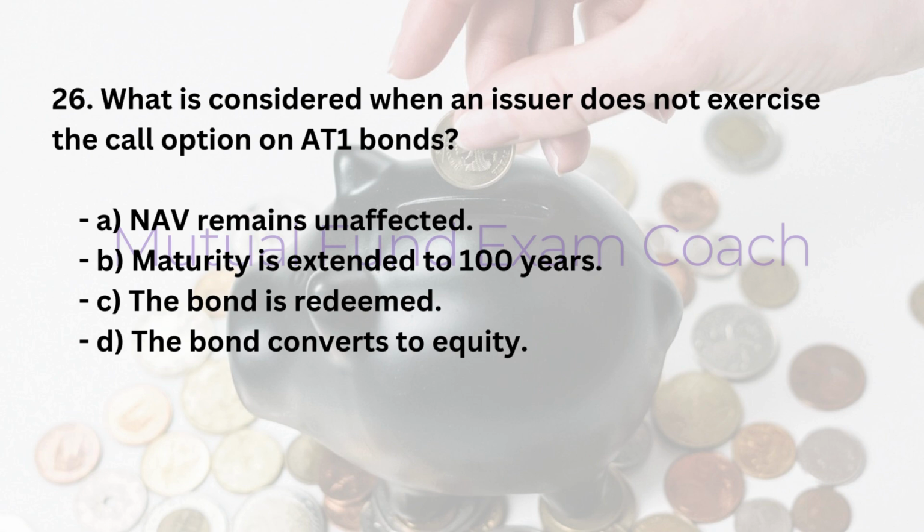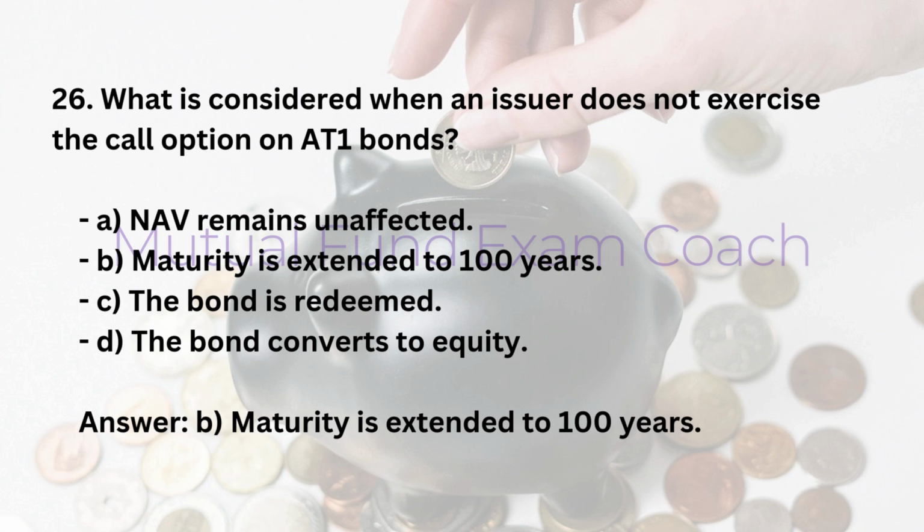26. What is considered when an issuer does not exercise the call option on AT1 bonds? A. NAV remains unaffected. B. Maturity is extended to 100 years. C. The bond is redeemed. D. The bond converts to equity. Answer: B. Maturity is extended to 100 years.